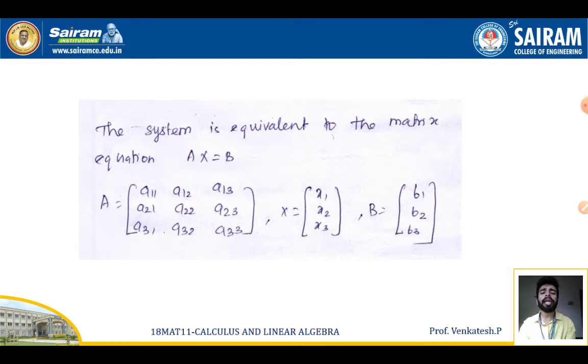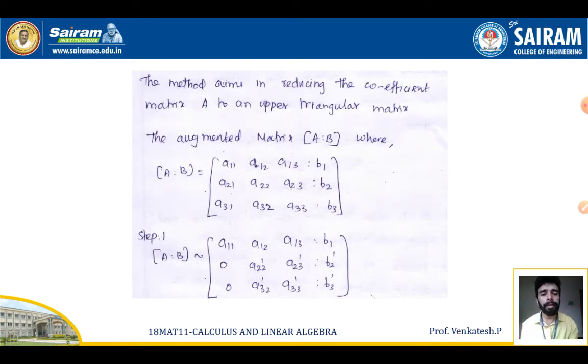Now the aim is to get an upper triangular matrix by framing the augmented matrix. So the first thing is I am going to frame the augmented matrix. After framing the augmented matrix, I am going to perform a series of elementary row transformations, the main thing being to get an upper triangular matrix. Upper triangular matrix means the entries below the main diagonal must be 0. So in this augmented matrix we have to make a21, a31, a32 as 0 to get an upper triangular matrix by using elementary row transformations.